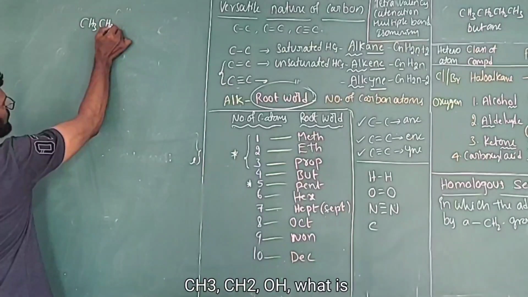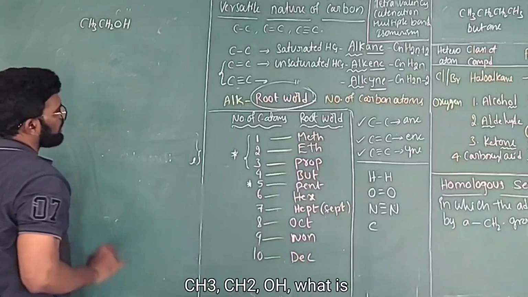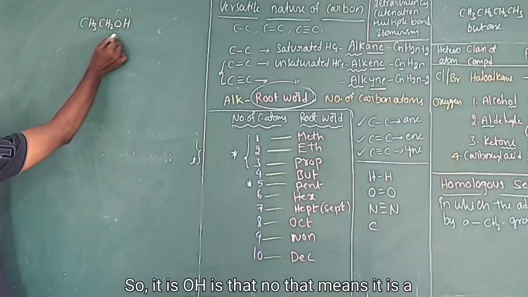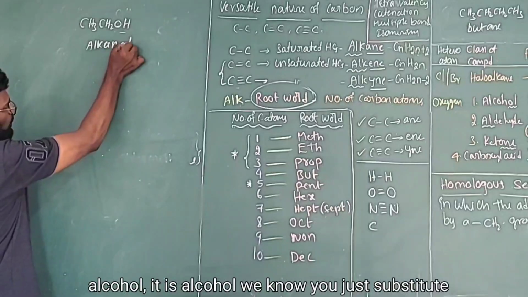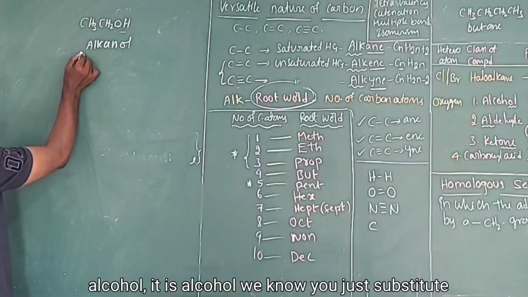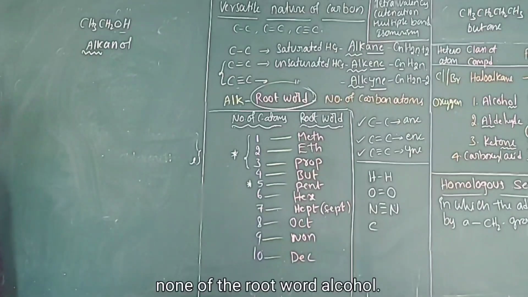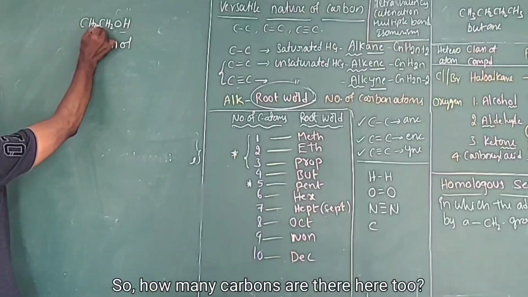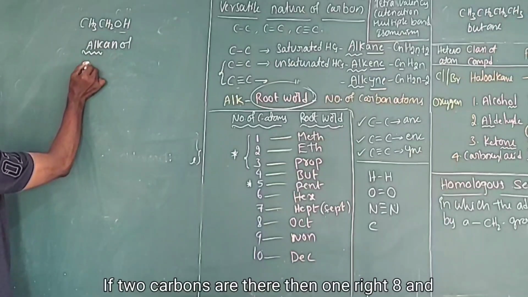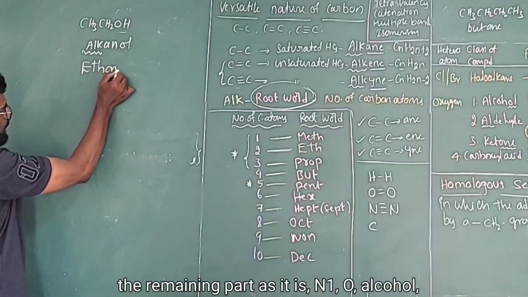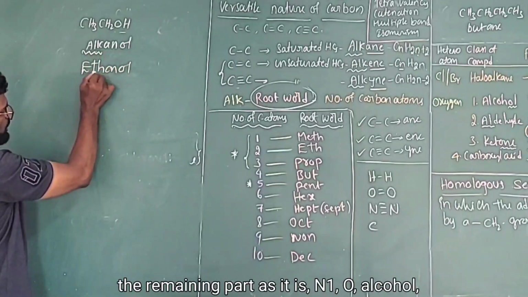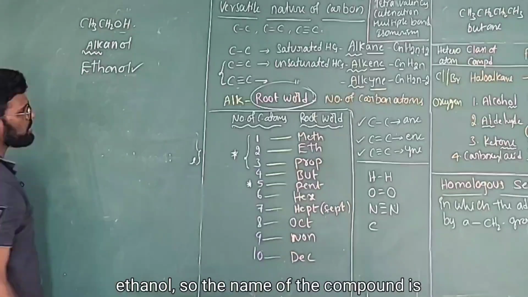CH3CH2OH. What is the name of this compound? So OH is there, no? That means it is an alkanol. It is alkanol, we know. You just substitute the root word in the place of alk. So how many carbons are there here? 2. If 2 carbons are there, then we'll write eth and the remaining part as it is. Ethanol, alkanol, ethanol. So the name of the compound is ethanol.